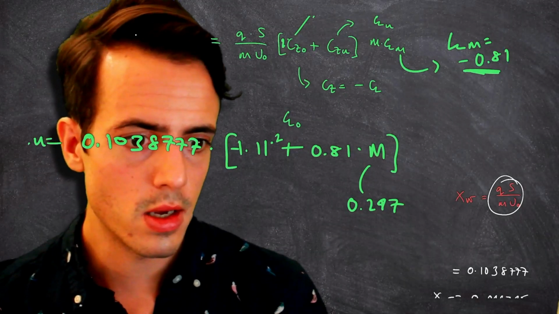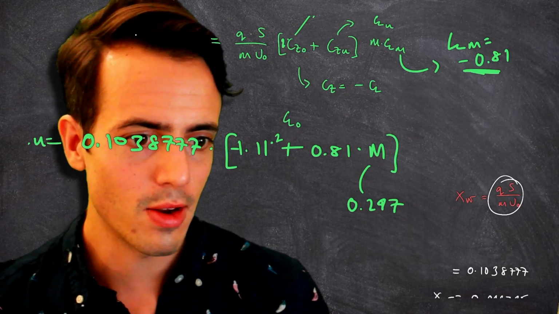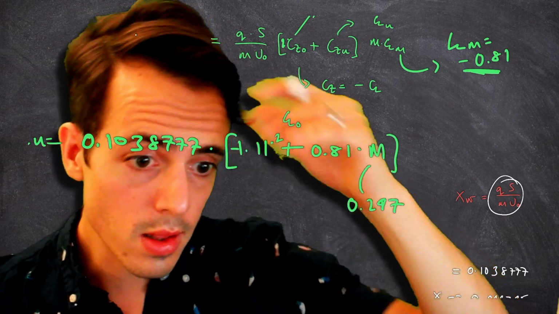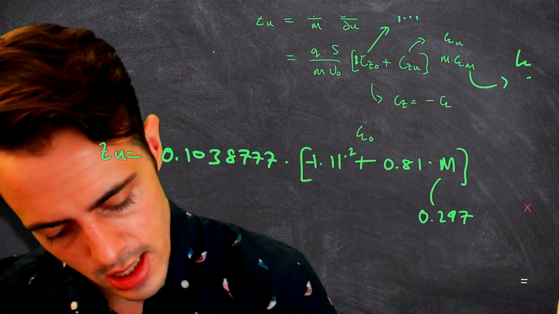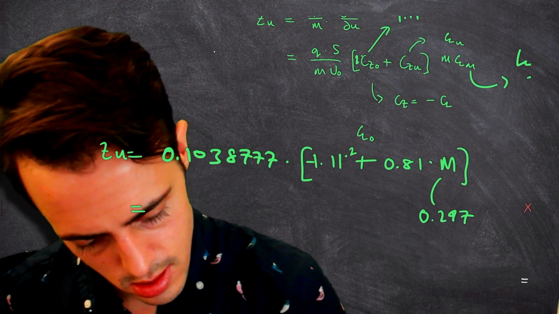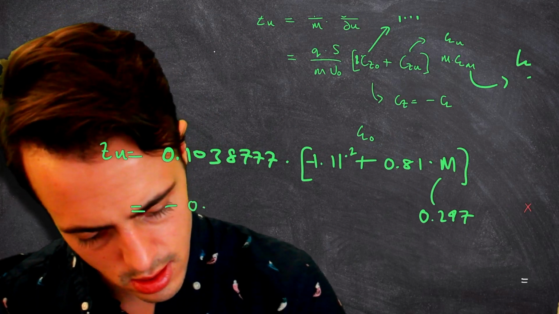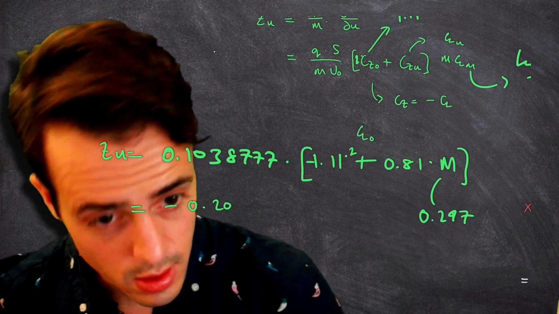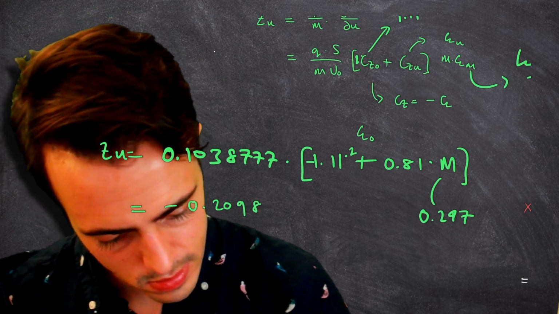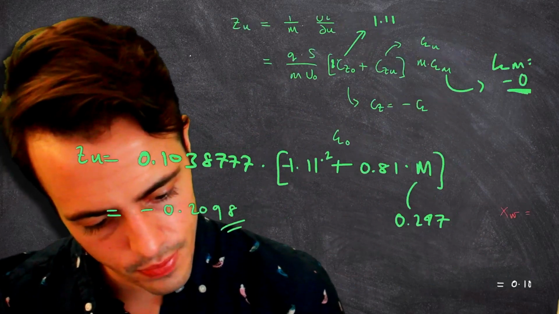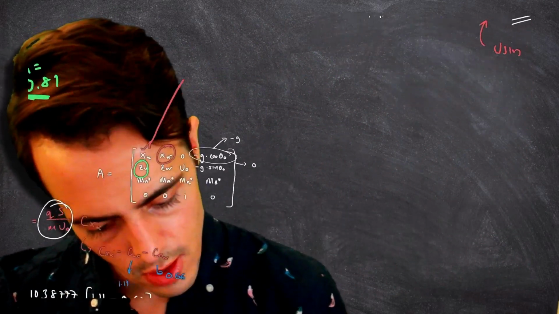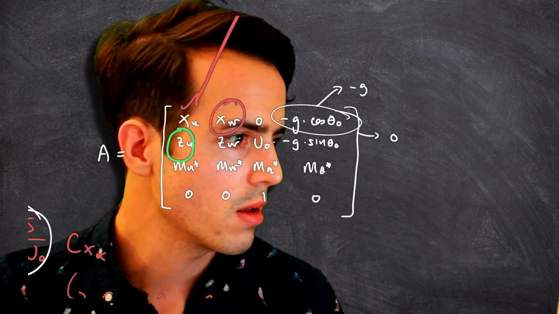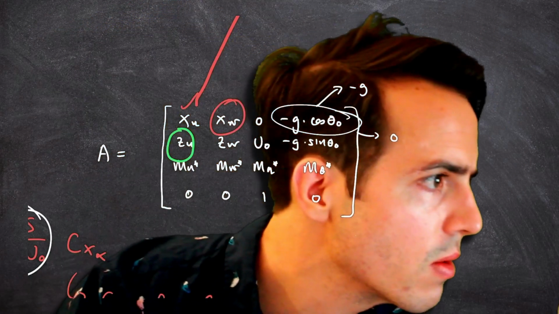So then if I thought that number I was getting didn't look right, so there we go. My ZU is minus 0.2098. Okay. So that one's done. ZW, I'm not going to go through calculating because I actually, do I give that down, ZW?